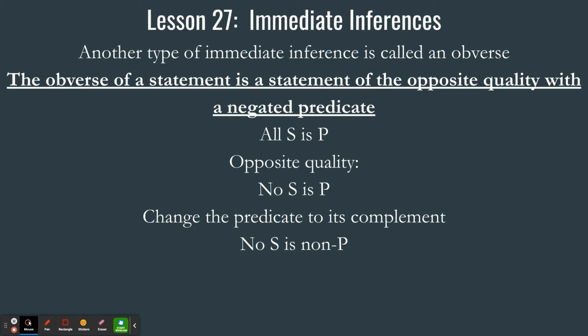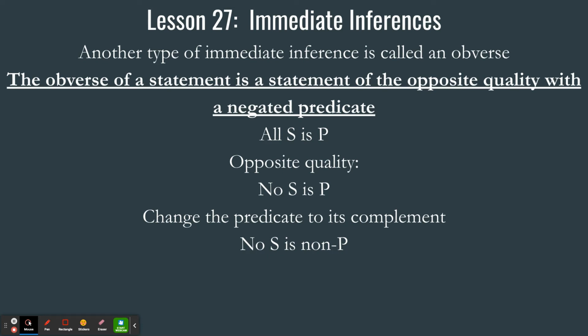So look at it like this. All apples are fruit. Okay? So let's switch the opposite quality. No apples are fruit. And now let's negate the predicate. No apples are non-fruit. Is it true that all apples are fruit? Yes. Is it true that no apples are non-fruit? Yes. Also true. That's the obverse of a statement. You switch the quality and you change the predicate to its complement.